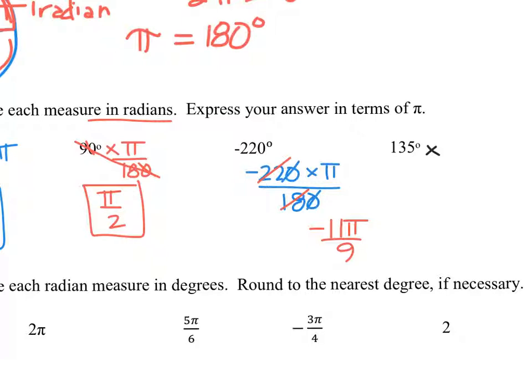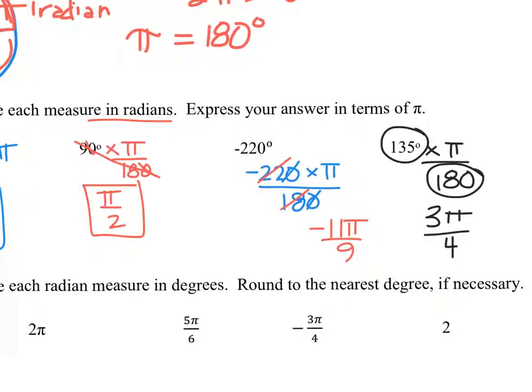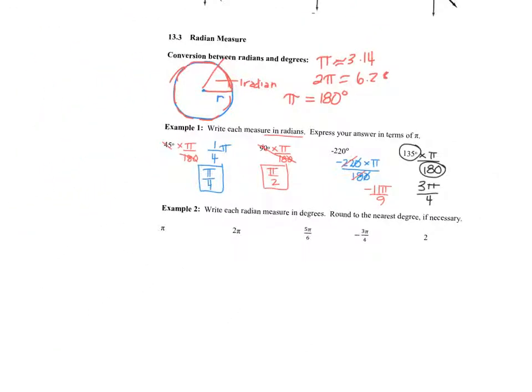And I'm going to multiply 135 times pi over 180. I can divide both of these by 45. If I divide 135 by 45, I get 3. And if I divide 180 by 45, I get 4. So it's 3 pi over 4. Radians are usually expressed in terms of pi, but it doesn't always have to be.